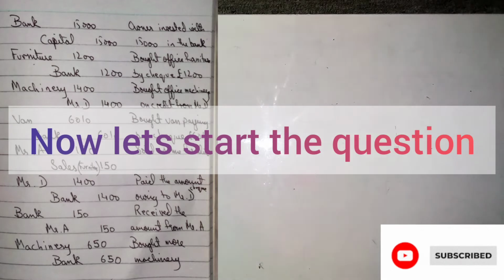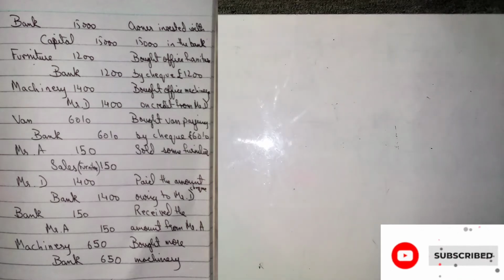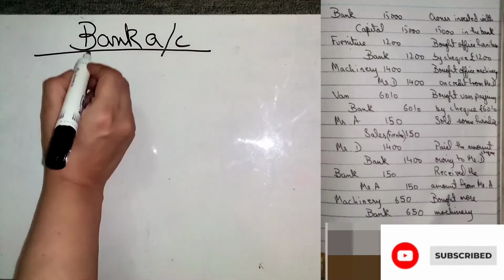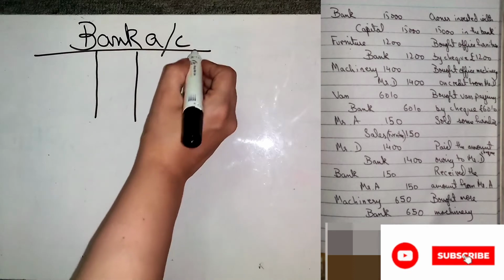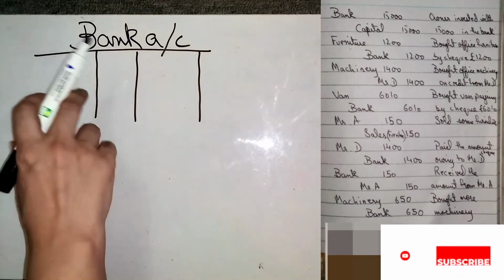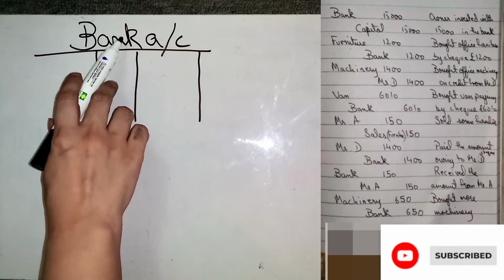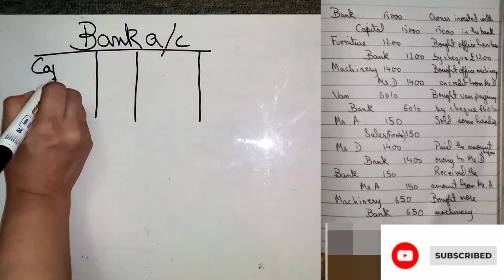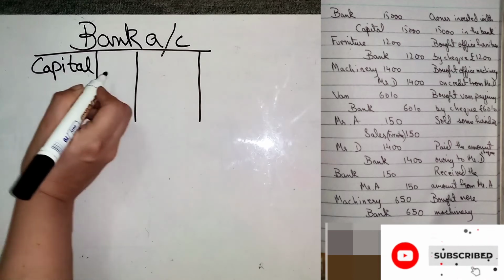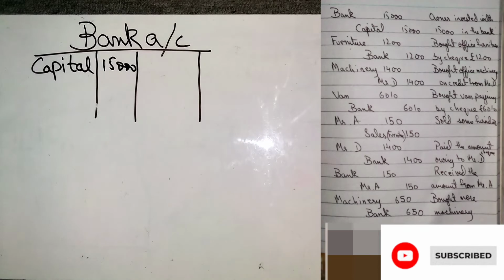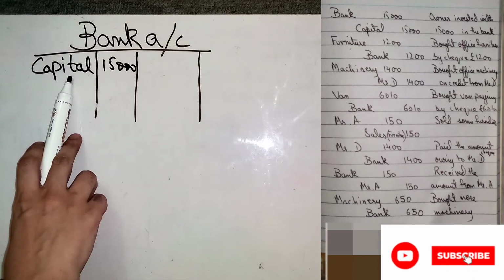Now, after the journal entries, we will make T accounts. First of all, we will make a T account of bank. Now listen to me very carefully. The first entry was bank to capital. Bank was on the debit side. Already bank is written. This is the bank account. So we will write capital on the debit side. Since bank was on the debit side, we will write capital on the debit side.